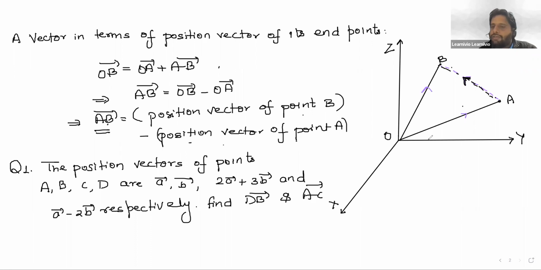And the derivation I have done like this: we are going from O to A, and from A to B, and we also have the option to go directly from O to B. So OB is equal to OA plus AB, and we get AB from this. So what type of question can you expect? They will give you 2 points with their position vectors, and they will ask you to find the vector. For example, in this question, 4 position vectors are given, and you have to find the vectors DB and AC. Now use the same formula and calculate.